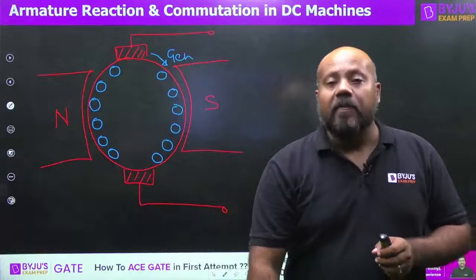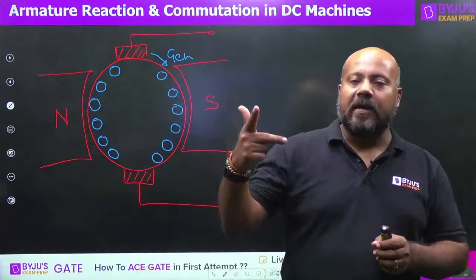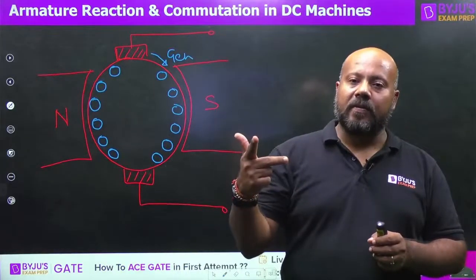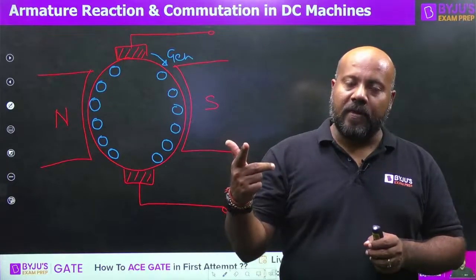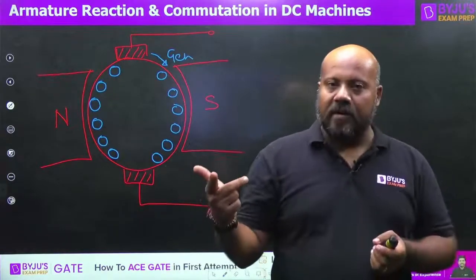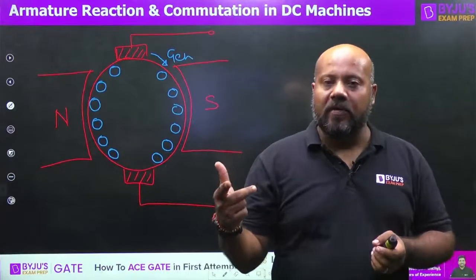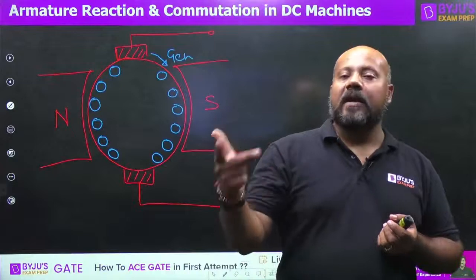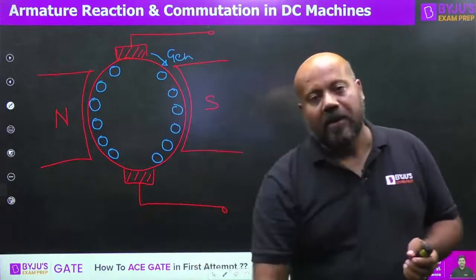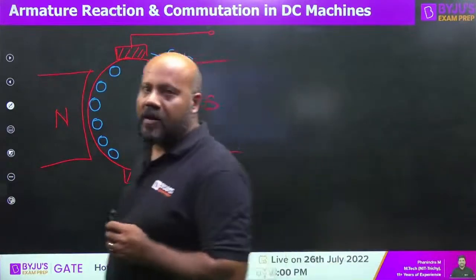Yes, by using Fleming's right hand rule. What is Fleming's right hand rule? Index finger in the direction of main field flux, thumb in the direction of torque, force or the movement, and central finger in the direction of induced EMF or current. Let us apply this Fleming's right hand rule.